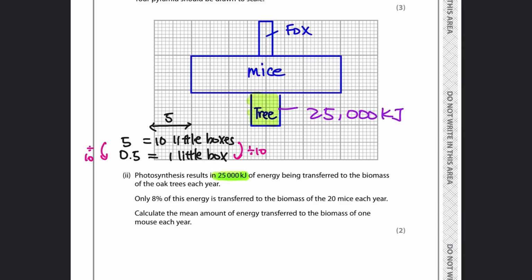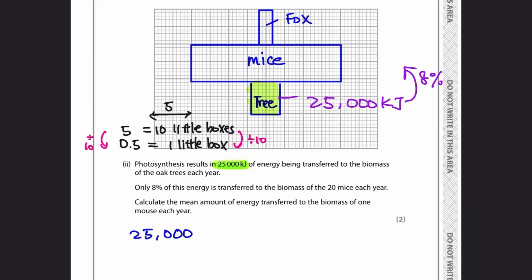Then it says only 8% of this energy is transferred to the 20 mice above it. So only 8% gets transferred to the mice. And you're supposed to calculate the mean amount of energy transferred to the biomass of 1 mouse each year. So I'm going to show the examiner all of my workings.